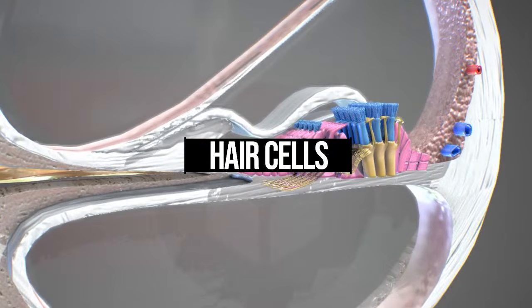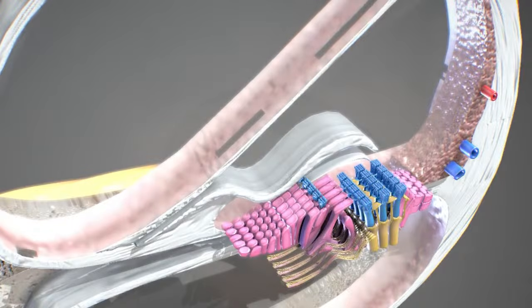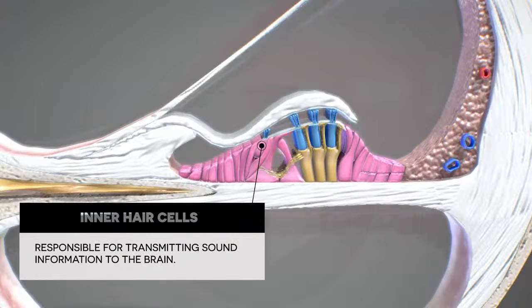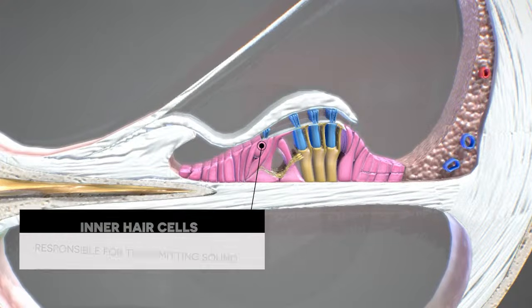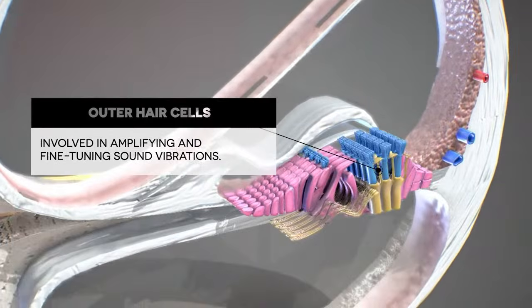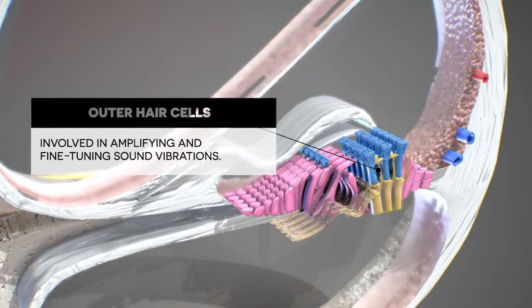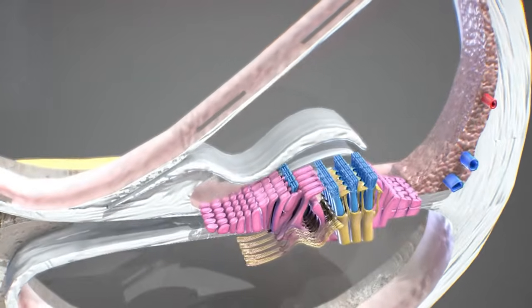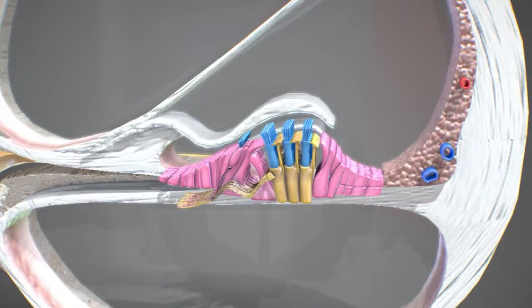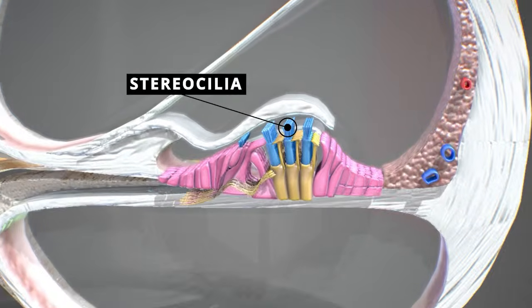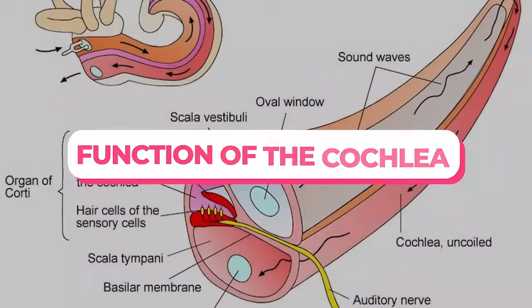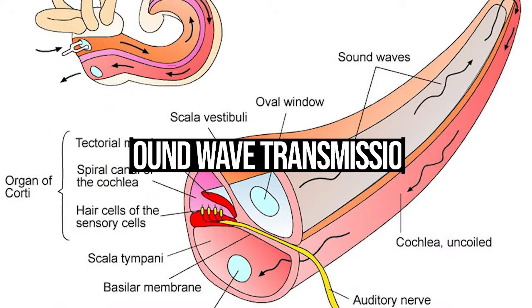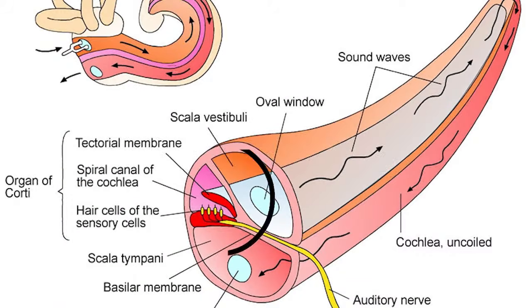Hair cells. There are two types of hair cells: inner hair cells, responsible for transmitting sound information to the brain, and outer hair cells, involved in amplifying and fine-tuning sound vibrations. The hair cells have tiny projections called stereocilia that protrude into the endolymph. Function of the cochlea. Sound wave transmission. Sound vibrations enter the cochlea via the oval window, causing movement in the perilymph of the scala vestibuli.